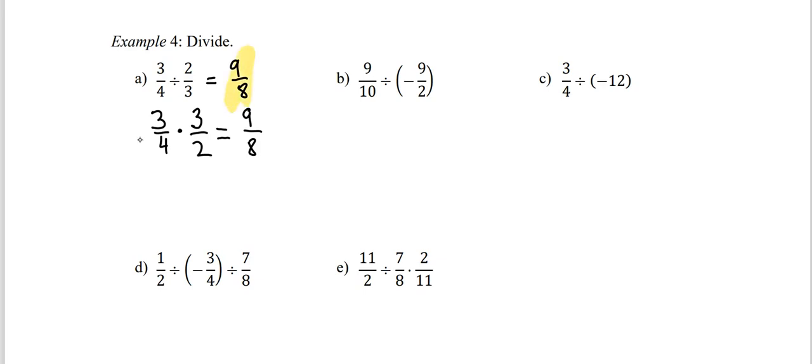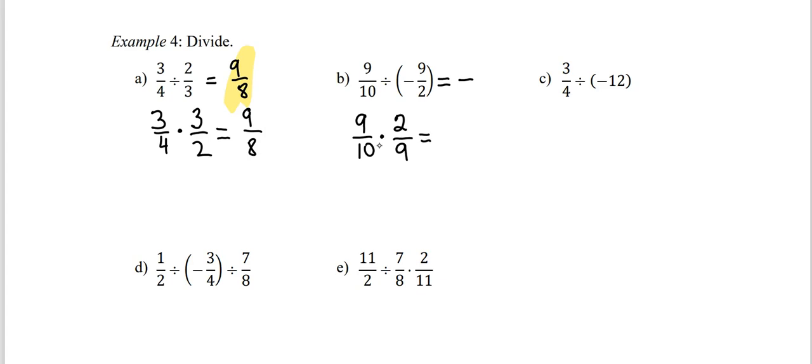Your second problem states that you have 9 over 10 divided by negative 9 over 2. The first step in solving this problem is deciding on the sign for the answer. You are dividing a positive number by a negative number, so the answer is going to be negative. So let's go ahead and place the negative sign in the answer, and then let's do the division. For division, you keep the first fraction, change your division into multiplication, and flip the second fraction over.